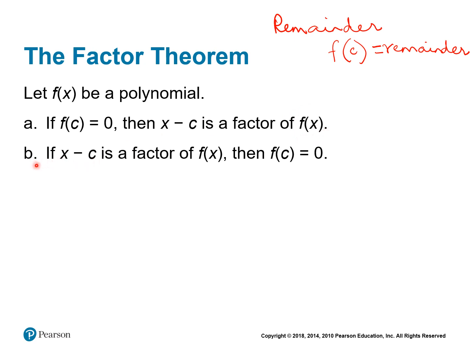And part B says if x minus c is a factor of f of x, then f of c equals 0. That's the converse of what was stated in A. So if f of c equals 0, if the remainder is a 0, then we can be sure that x minus c is one of the factors of the polynomial f of x. Conversely, if x minus c is a factor of f of x, then f of c will be equal to 0. And that's what the factor theorem is about. In the next slide, let's go through an example to understand what it means.